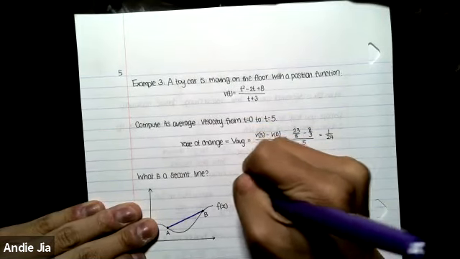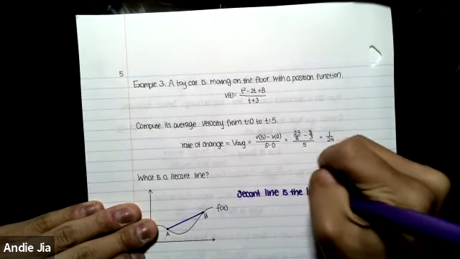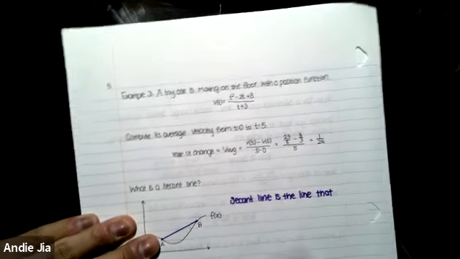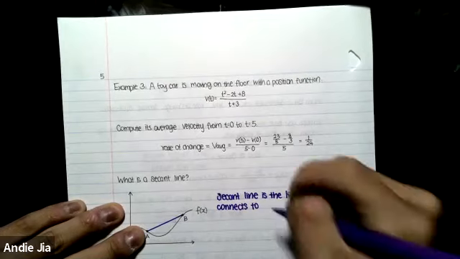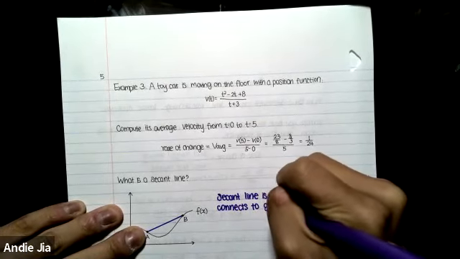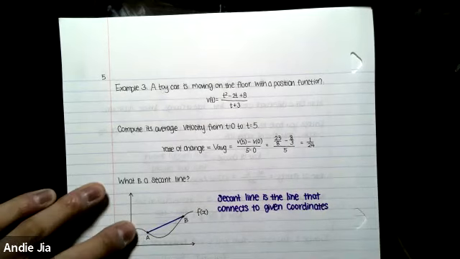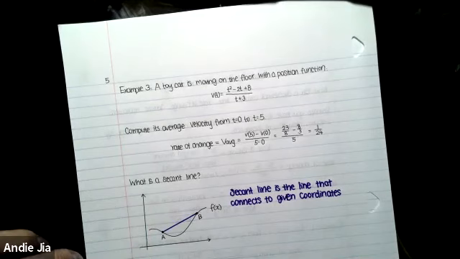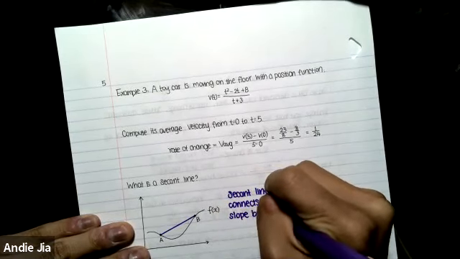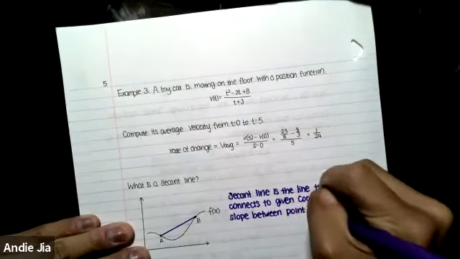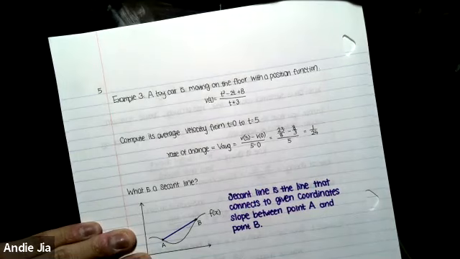A secant line is a line that connects two given coordinates, or it's like the slope, the average rate of change between point A and point B, which is the rate of change.